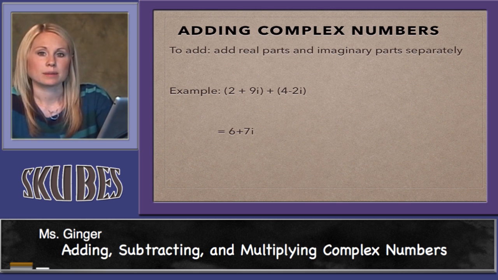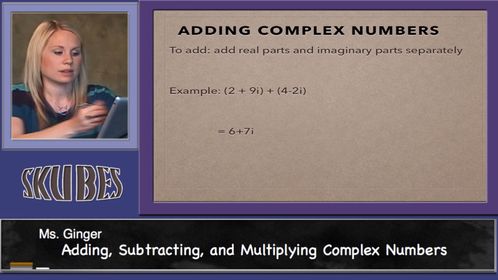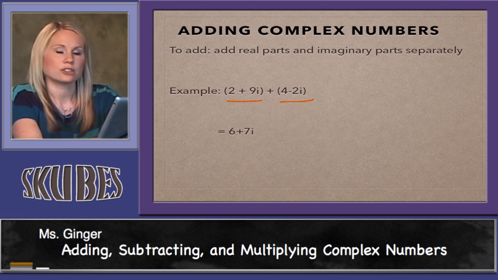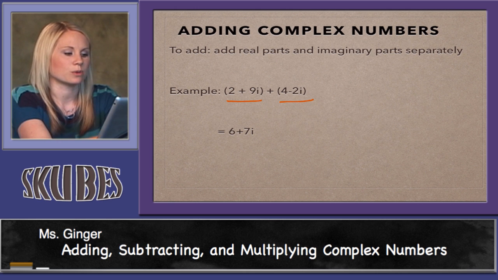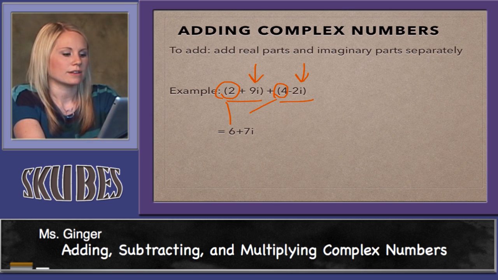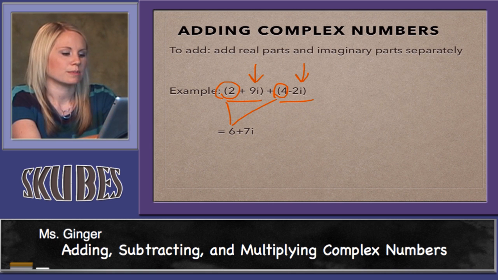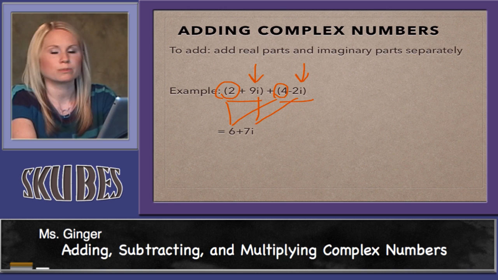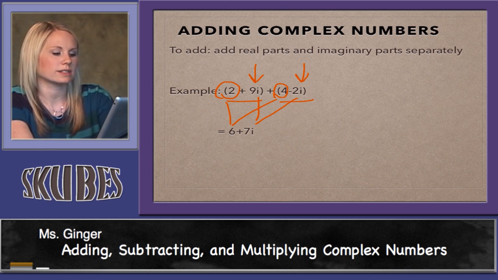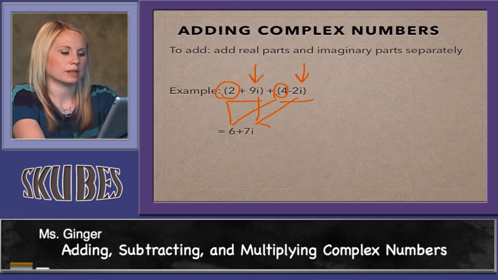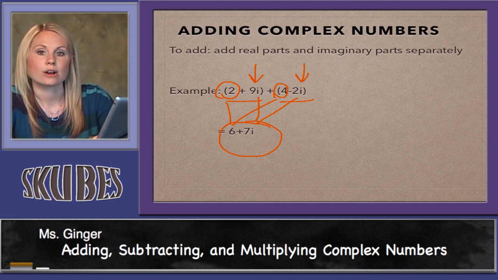So to add complex numbers, we simply need to look at the parts that can go together, sort of like terms. When we see two complex numbers written beside each other that need to be added, we're going to scan across for the real numbers and then the imaginary numbers. You can see down here that we've added the real parts. 2 plus 4 gives us 6. And then the imaginary parts, 9i minus 2i, or we can think of it as plus negative 2i, gives us 7i. And we have to keep these parts separate. 6 plus 7i is our answer.